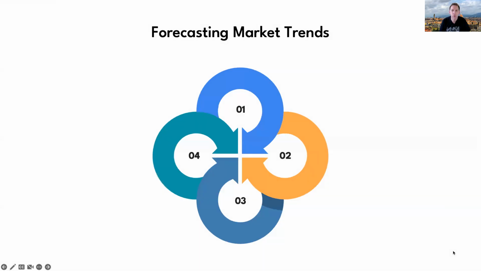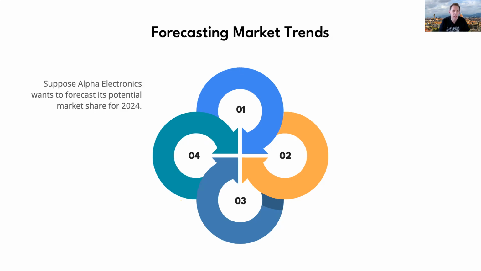Forecasting trends involves predicting the future direction of the market or a segment of the market. It's essential in helping businesses anticipate changes and formulate strategies accordingly. The methods used for forecasting market trends can vary from simple data extrapolation to sophisticated statistical methods and predictive modeling. But here's a basic approach.